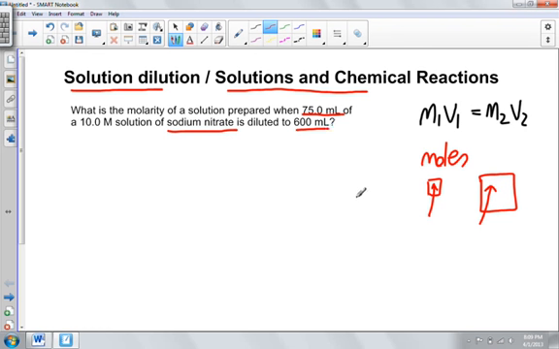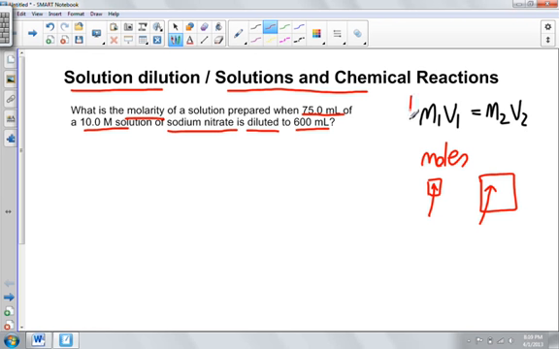All right. So the question here is talking about dilution. It says, what's the molarity of a solution prepared when 75 mils of a 10 molar solution of sodium nitrate is diluted to 600 mils? So the key word here is diluted. The volume is added. Right? Now, you would imagine that if your volume goes up, your concentration is going to go down. That's exactly what happens when you add water with your orange concentrate. All right?